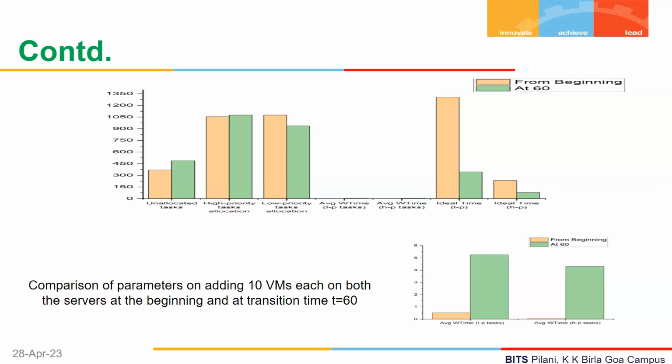So we wanted to check these parameters that you could see: unallocated tasks, high priority, low priority, then average waiting time, idle time of the high priority and low priority tasks. Mostly only this, because the waiting time is inversely proportional to the idle time.